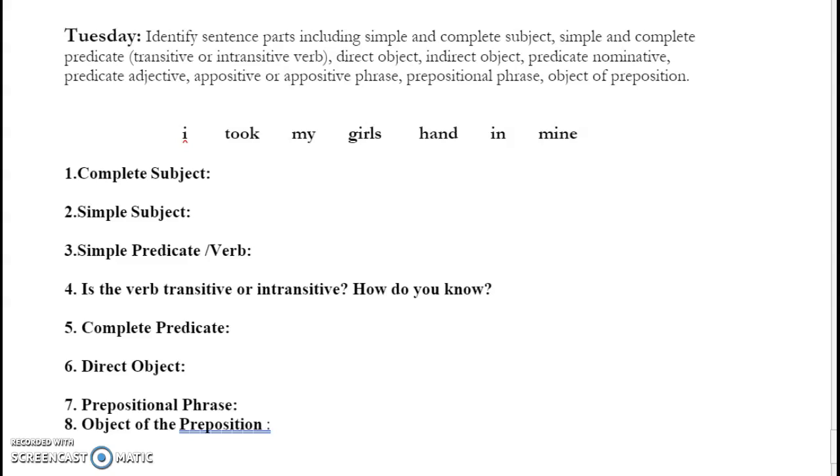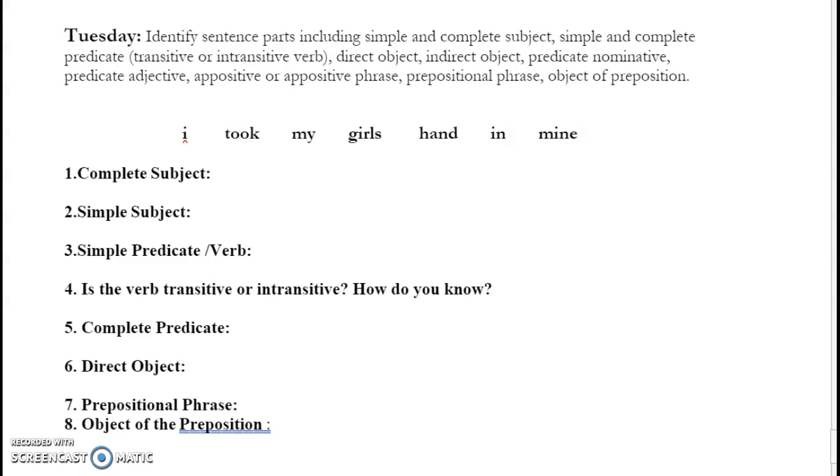So a complete predicate is everything except for a subject. So it's our verb and the rest of our sentence. And then our simple predicate is always going to be our verb. So if you look at your Mondays and you decided what your verb was, use that to help you. That is our simple predicate, that's our verb.